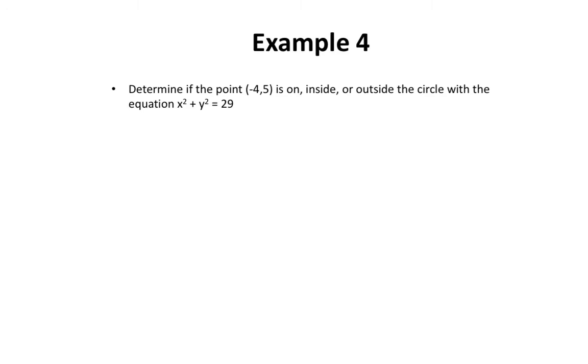In our fourth example, we want to determine if the point negative 4, 5 is on, inside, or outside the circle with the equation x squared plus y squared equals 29. Again, the important pieces of information are as follows. Point negative 4 and 5. We want to figure out if it's on, inside, or outside the circle with the equation x squared plus y squared equals 29.